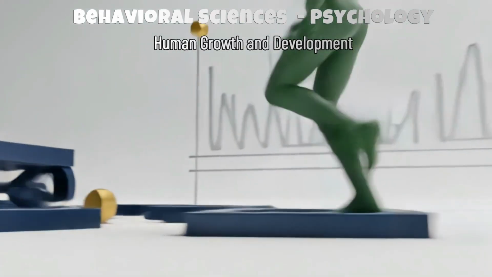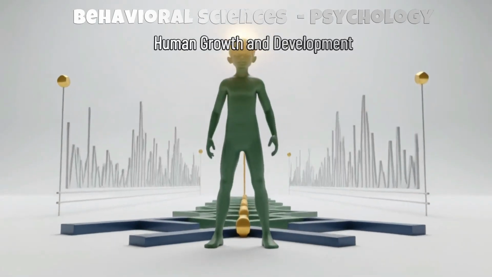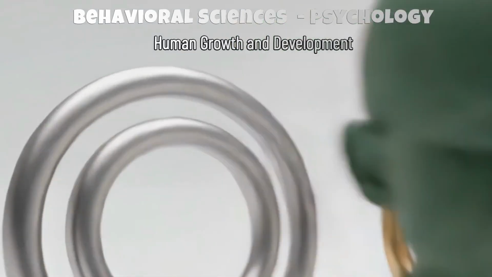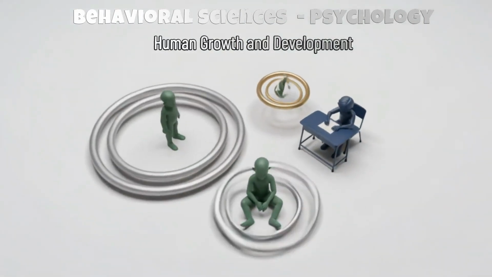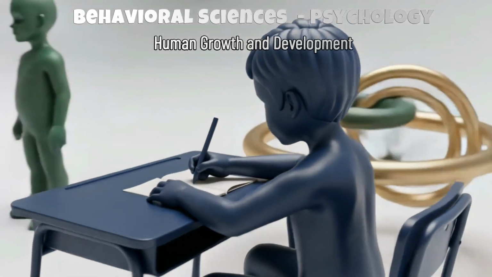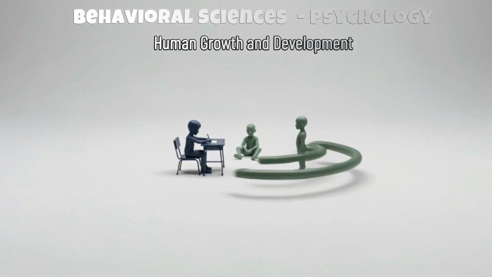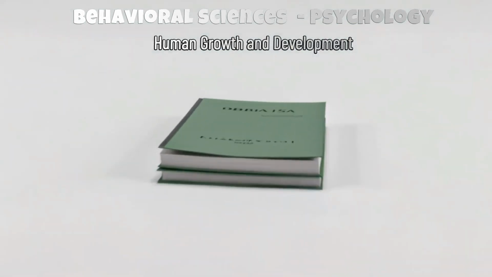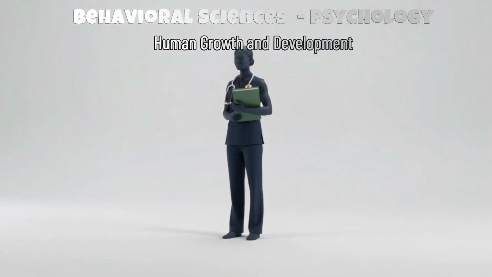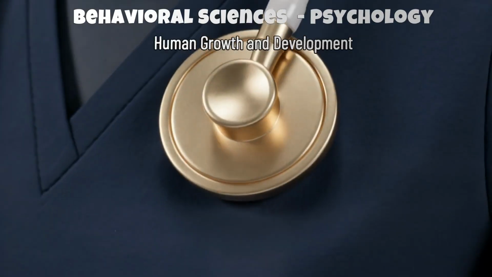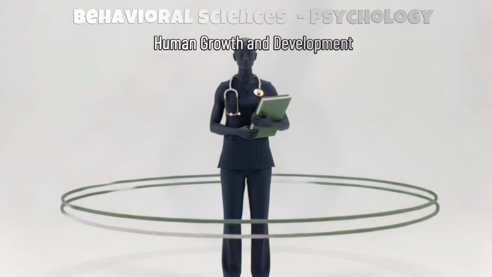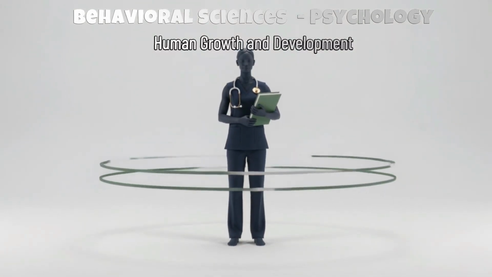Stage 5, middle childhood, 6 to 12 years. This is the school-age period. Children are developing logical thinking, but primarily around concrete, tangible things. They are building academic skills, forming peer relationships, and developing a sense of industry and competence. From a nursing perspective, this is an important age for health education because children are now old enough to understand explanations about their health and to participate in their own care.